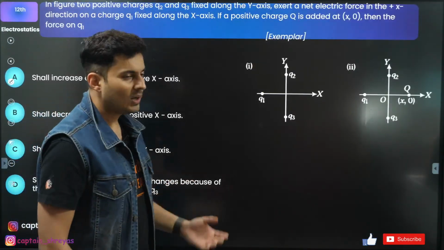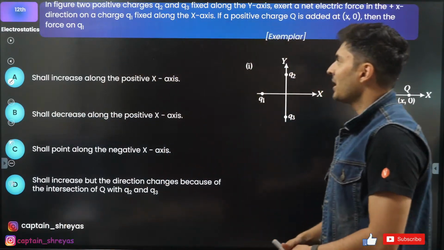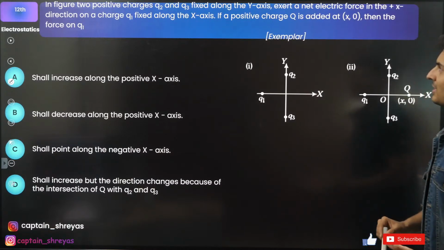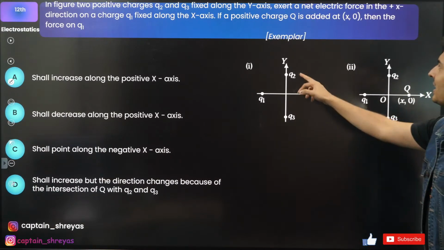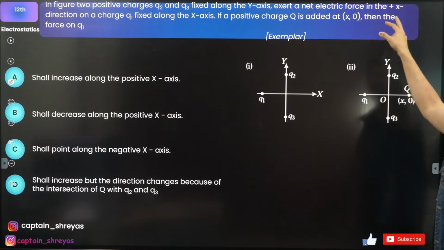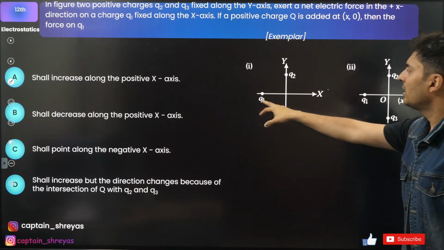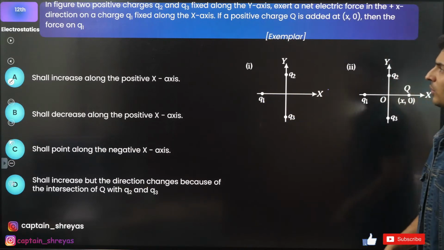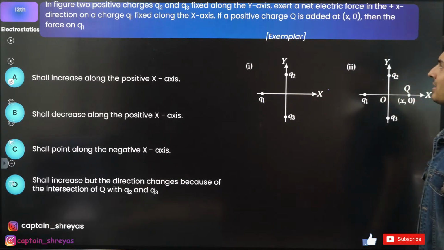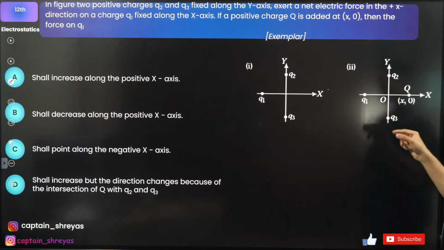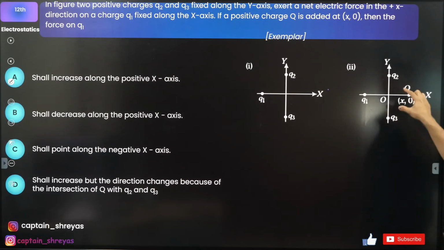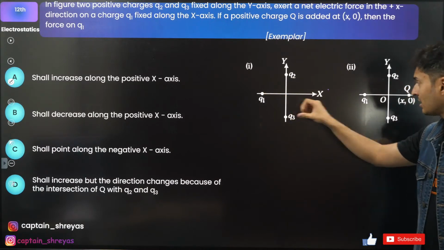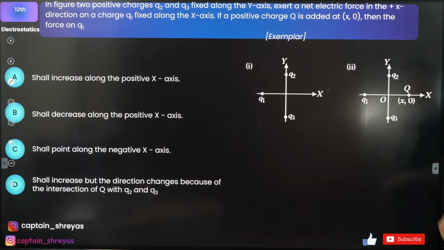Okay. Look at this question. In this figure, two charges, Q2 and Q3, are fixed along the y-axis and they exert a force in the positive x direction on charge Q1. So these two together exert a positive force on charge Q1 along the x-axis. Now if a positive charge Q is added at x, 0, you add a new charge. Here there were only two charges pulling or pushing this. Now there is another charge placed over there.